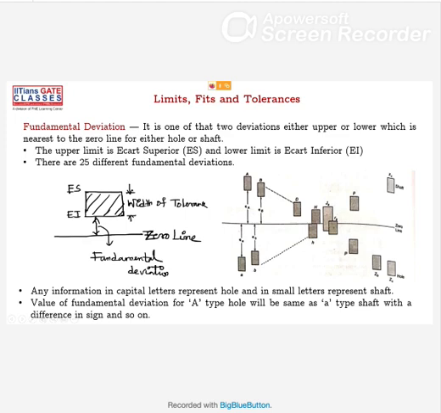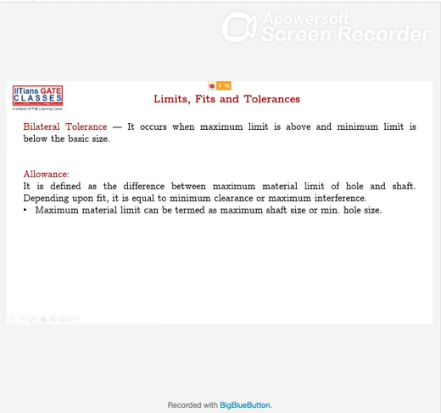Okay, fine. Let's go and see the bilateral tolerances. I told you already, unilateral and bilateral. When the maximum limit is above and the minimum limit is below the basic size, then it is called bilateral tolerances. I have discussed this again. I don't know why I have put the slide again here.